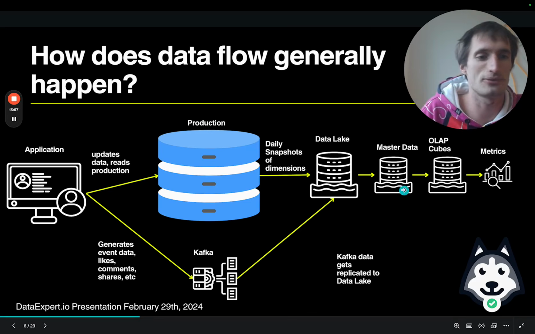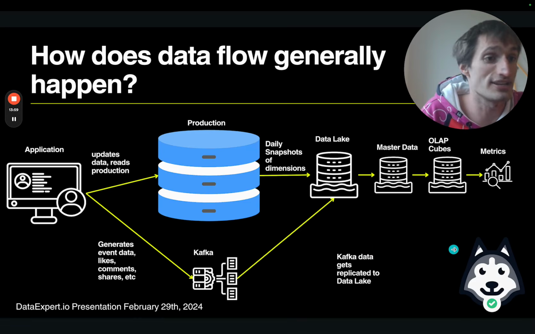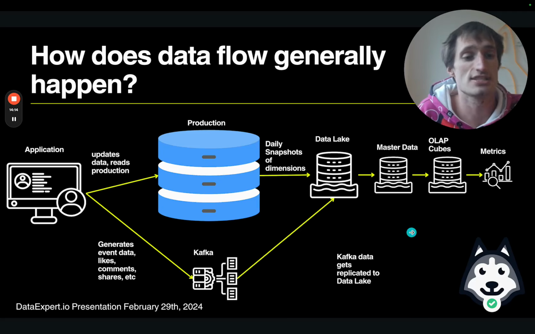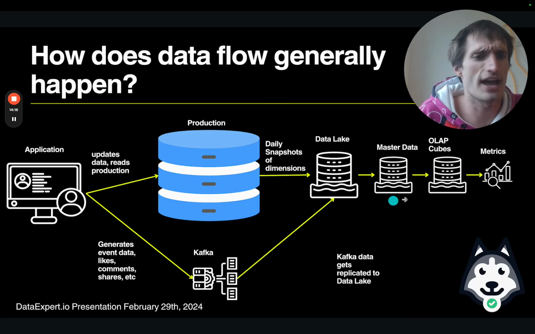So then after that, we go on to do our data modeling, right? We have master data, OLAP cubes, and metrics, generally speaking. Obviously, there are other things here like feature engineering, feature stores, machine learning stuff, if you wanted to do other types of modeling as well. I'm trying to stick to more fundamental stuff in this presentation.